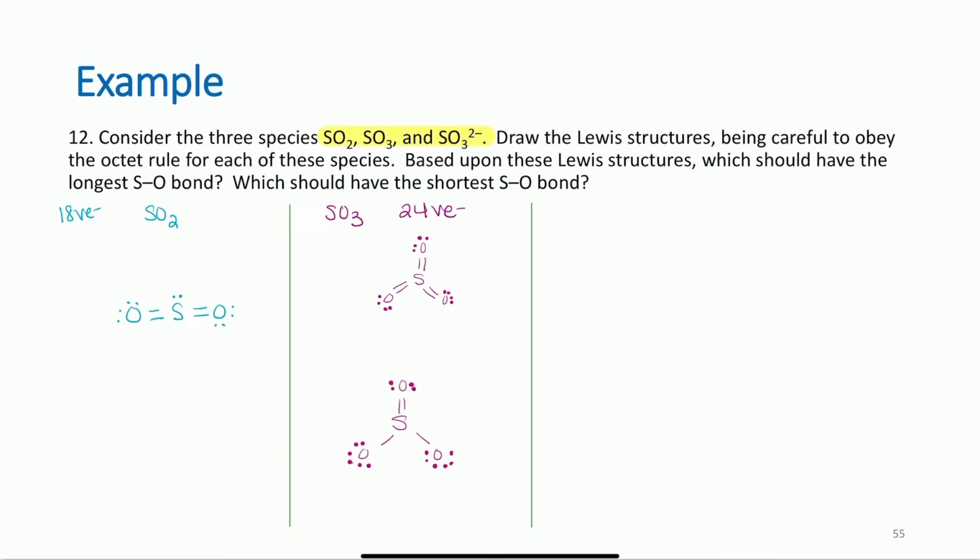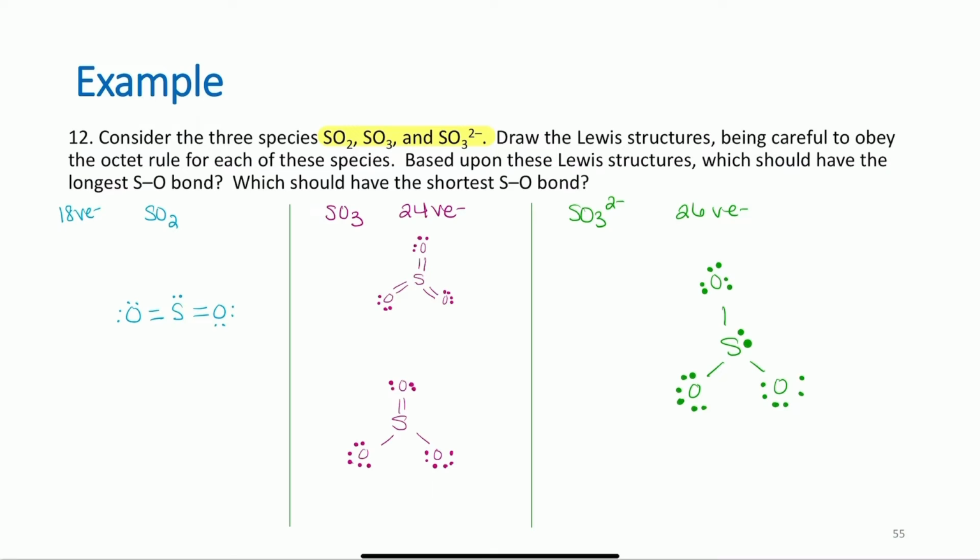And SO3 2-. SO3 2- will have 6 electrons from sulfur, 18 electrons from oxygen, and 2 extra electrons from that -2 charge. So 26 valence electrons. It's connected very similarly to SO3. But we have a lone pair of electrons that goes to the central atom.